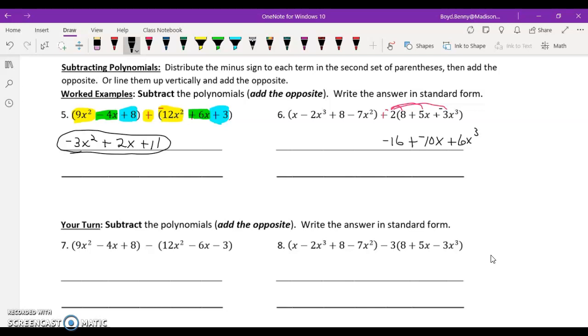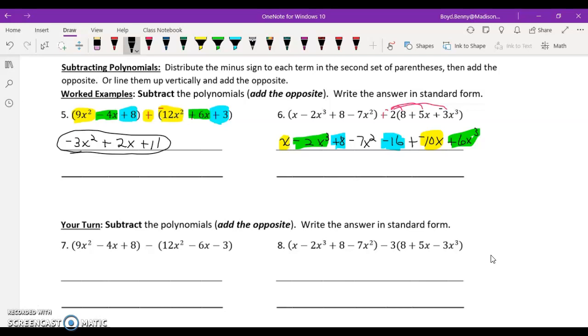Now this first expression, I'm just going to bring it down on the same line as the other one so that I can add my like terms together. All right, let's identify our like terms. So I've got an x and a minus 10x. I've got a minus 2x to the third and a plus 6x to the third. I've got an 8 and a minus 16, or a negative 16. And then I have this negative 7x squared, and there's nothing to combine it with or add it to. So I'm just going to leave that one alone.